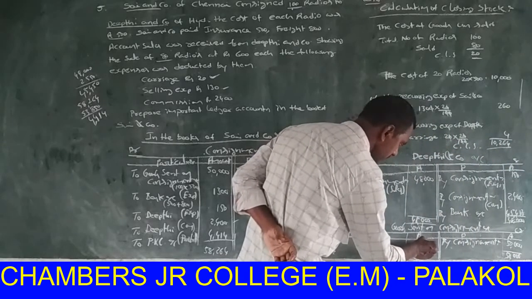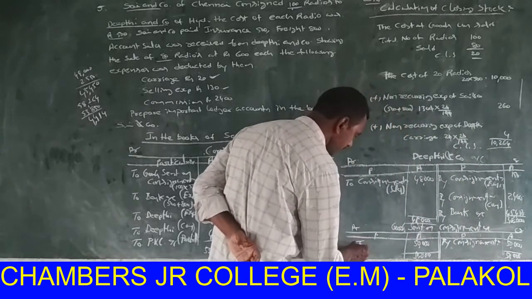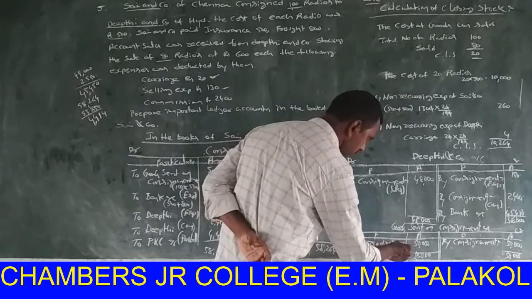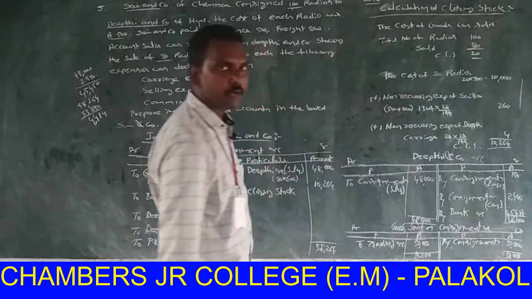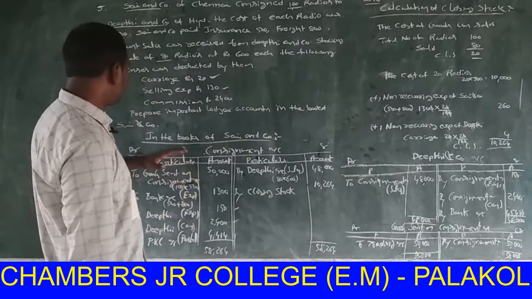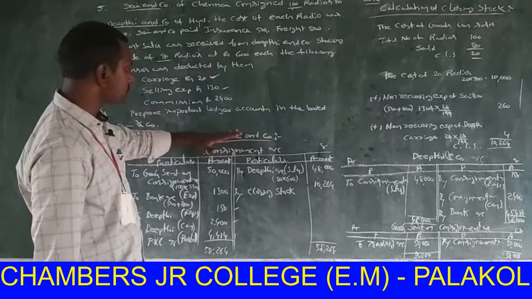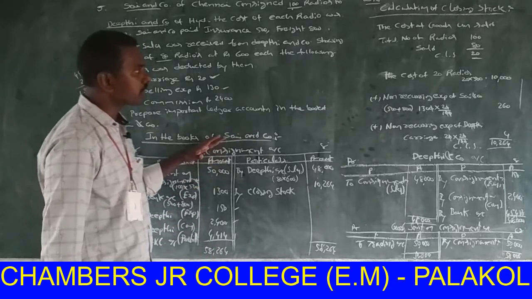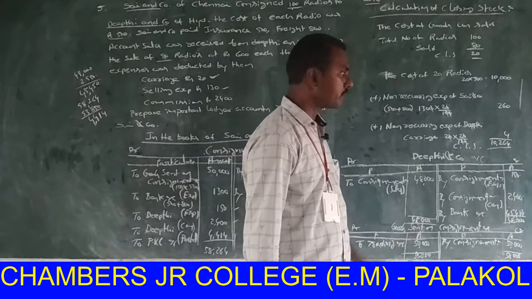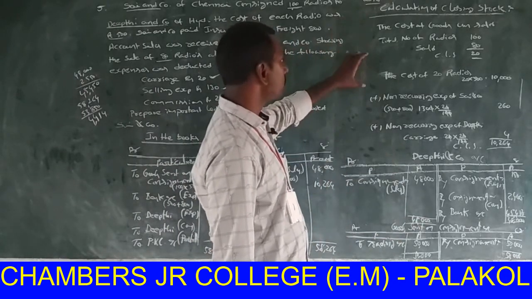Here 50,000 is transferred to trading account. This is the process of ledger accounts in the books of Sai and Co. That is consignment account, Deepti account, goods sent on consignment account, and calculation of closing stock.